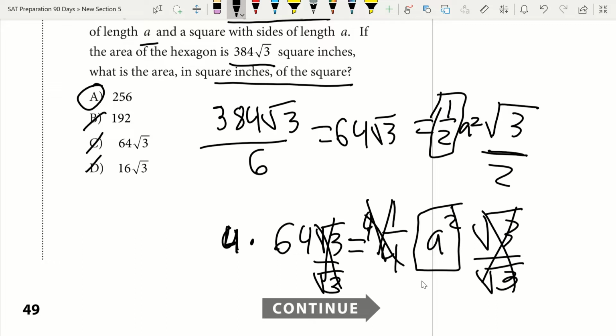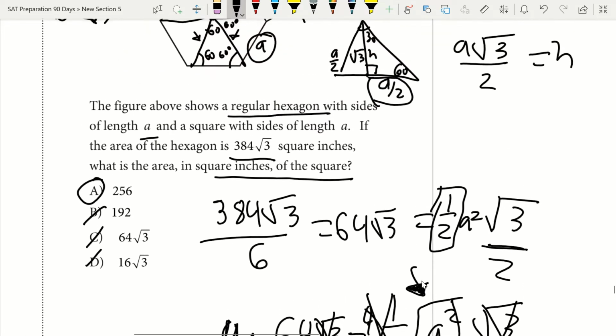There are some people who keep on solving even when they don't need to, and that's a waste of time, a waste of energy, and it's not efficient. So we don't do that. We stop when we need to stop. So we stop at a squared. 4 times 64 gives us 256.